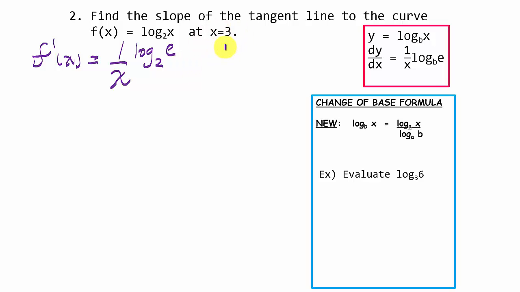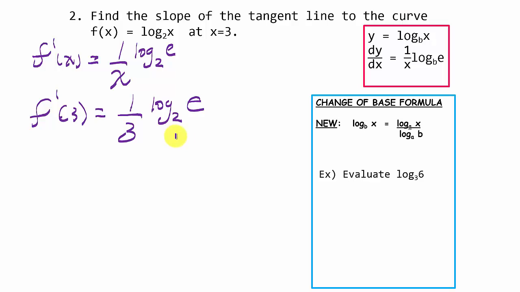Now specifically, I can find the derivative at x equals 3 by substituting in 3 for x. Remember, our calculators can only evaluate logs in base 10. Here we have base 2. But good news, there's something called the change of base formula. And this is something new that you did not learn in Pre-Calculus 30.